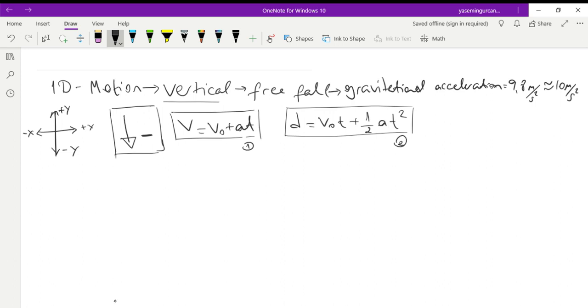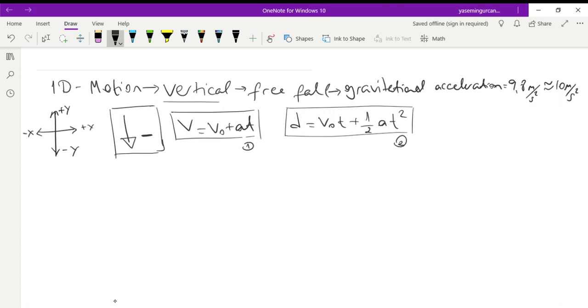I wrote these two formulas that you've learned in the previous chapter for constant acceleration motion in one dimension. The velocity is given with formula number 1, and the distance is given with formula number 2. Personally, I follow XY coordinate system directional choices. In the previous chapter, I used toward right to be positive, toward left to be negative for the horizontal one-dimensional motion. In this chapter, I will be using up to be positive, down to be negative, following XY coordinate system assignments. So to me, down is always going to be negative.